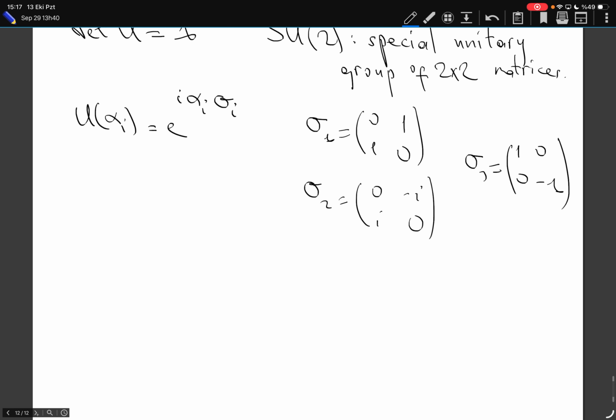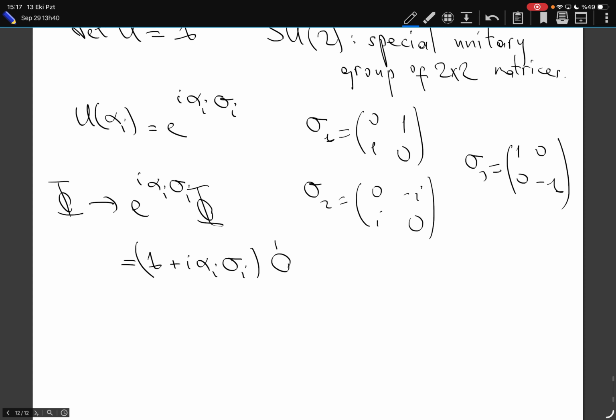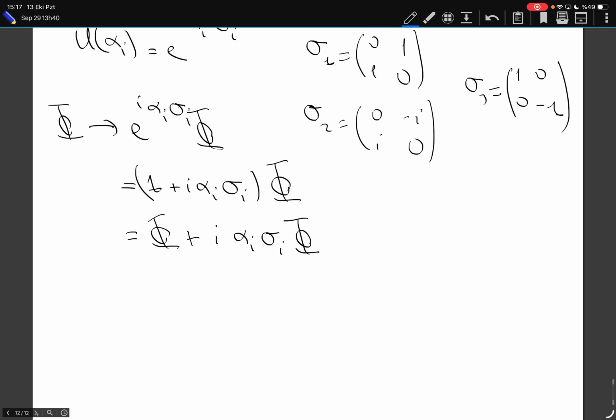Well, my field phi becomes e to the power i alpha i sigma i phi, or for small alpha i, this is actually 1 plus i alpha i sigma i acting on phi. So this is phi plus i alpha i sigma i phi. So this is my delta phi, the change in my field phi.